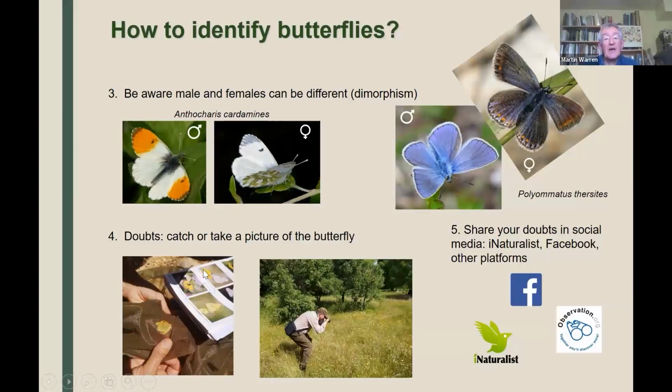So as I said, if in doubt, catch it if you've got a net, or take a photo and then share the pictures on a platform, and somebody will identify it for you. There's a lot of people out there who are very pleased to identify butterflies, either on Twitter. I do a lot on Twitter, and people post butterflies, and I post moths as well, and people identify them.